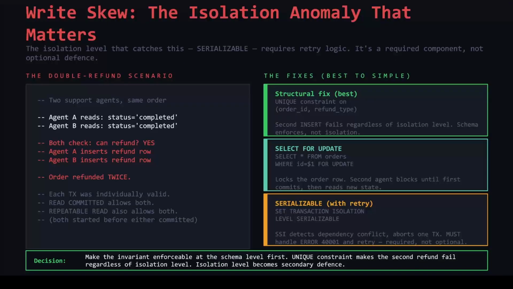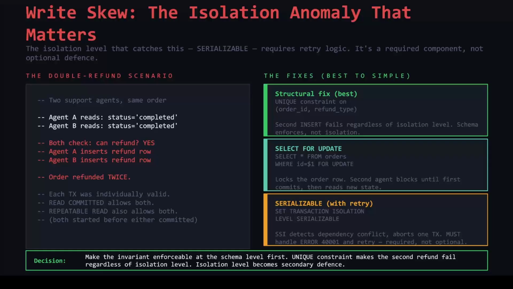Write skew. The isolation anomaly that matters most in e-commerce is write skew. Two support agents both process a refund for the same order. Agent A reads order status: completed. Agent B reads it's also completed. Both check, can this be refunded? Yes. Agent A inserts a refund row. Agent B inserts a refund row. The order is refunded twice. Each transaction was individually valid. Read committed allowed both to read the same snapshot.